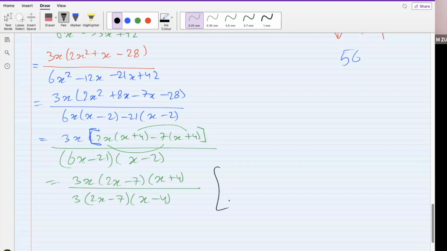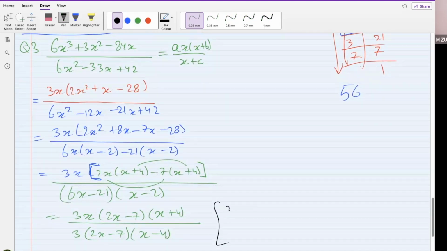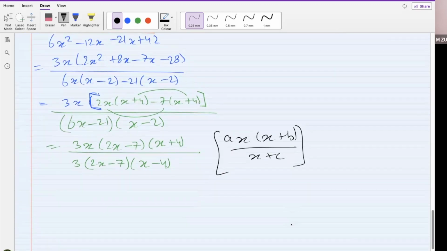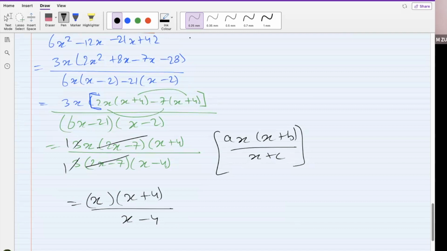Now there were two things. One is the comparison, that is ax into x plus b over x plus c. So we'll know to what extent we have to cancel. So this exactly goes with this. This is 3 1 times, 3 1 times again. So x times x plus 4 over x minus 4. So by comparison, a is 1, b is 4, c is minus 4.